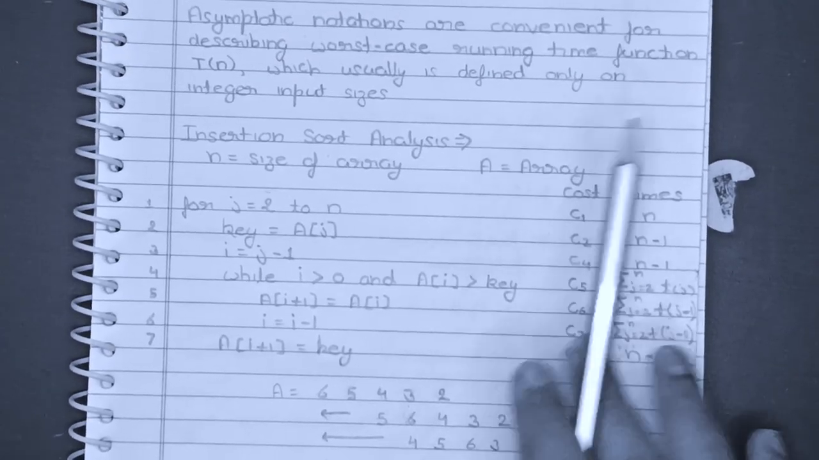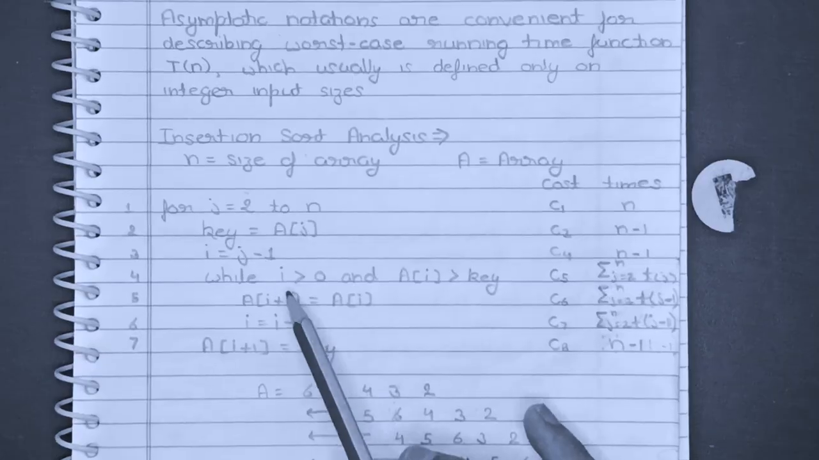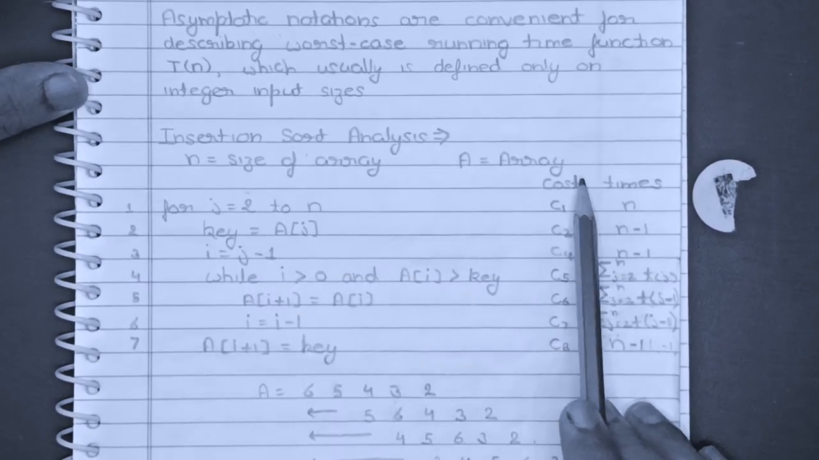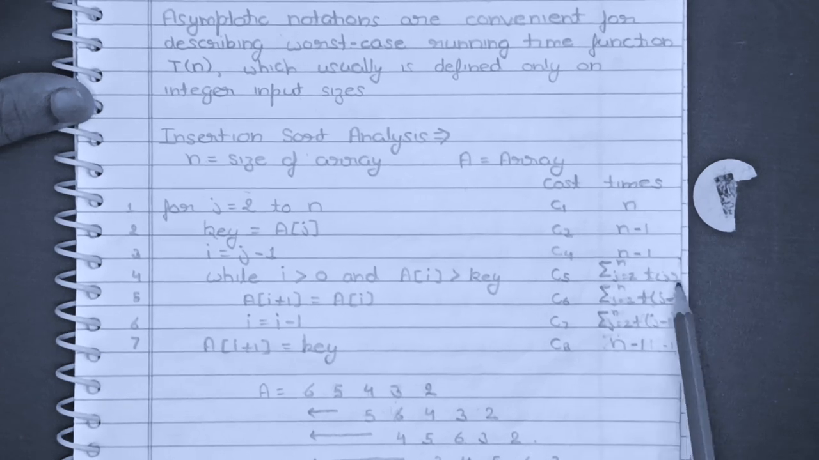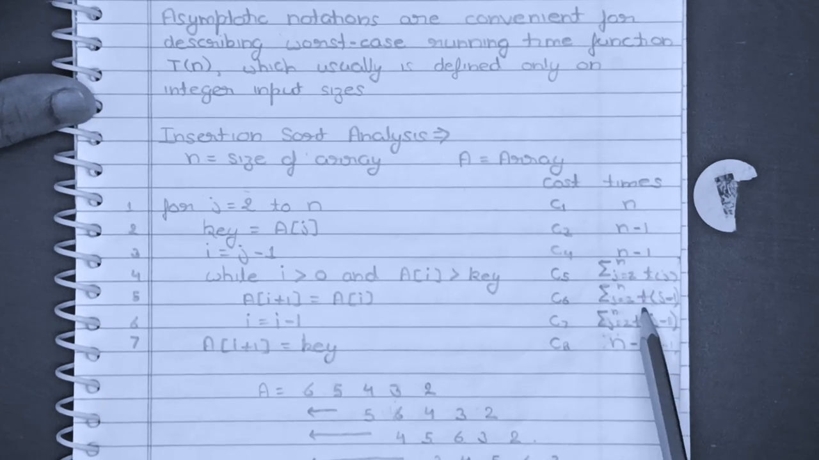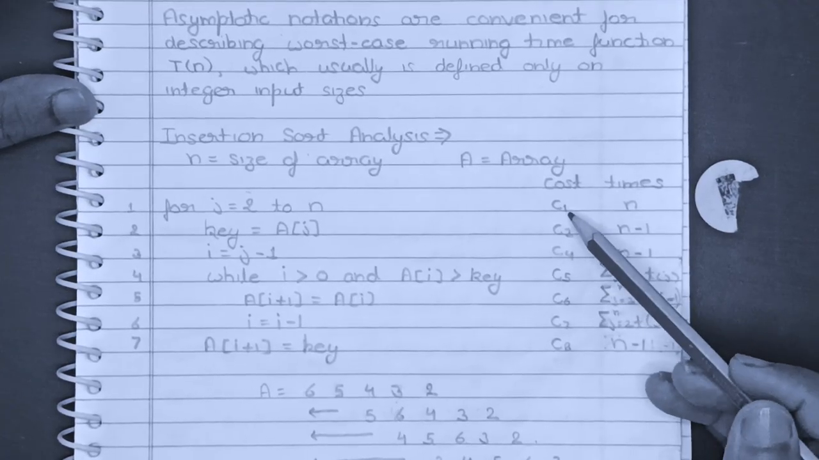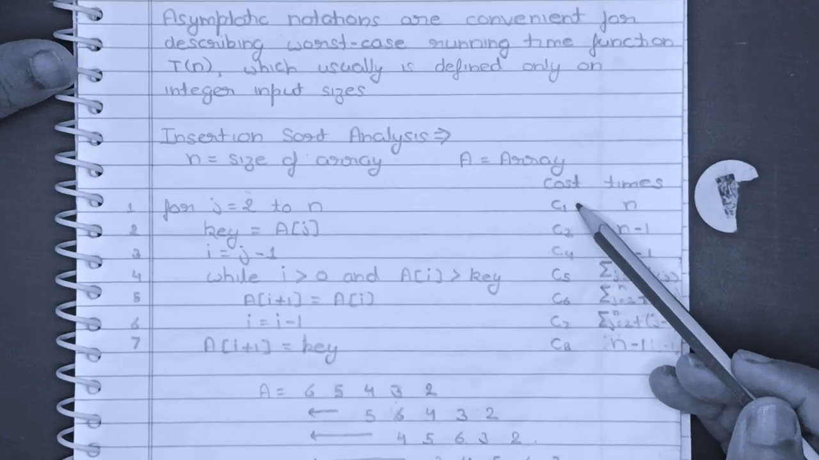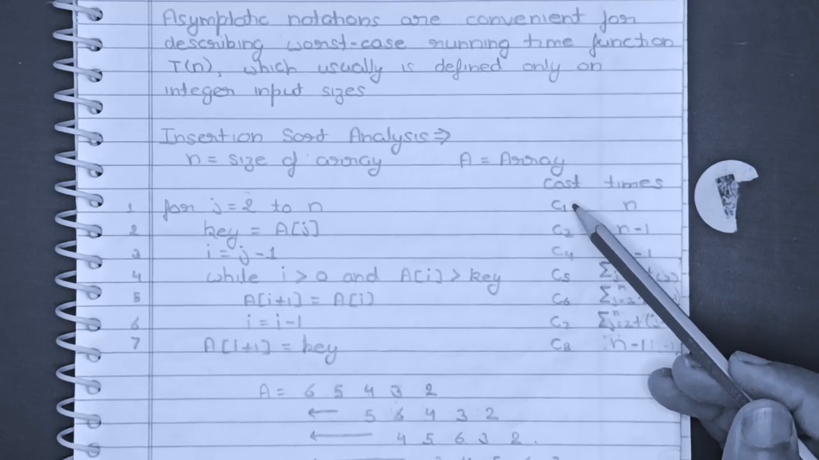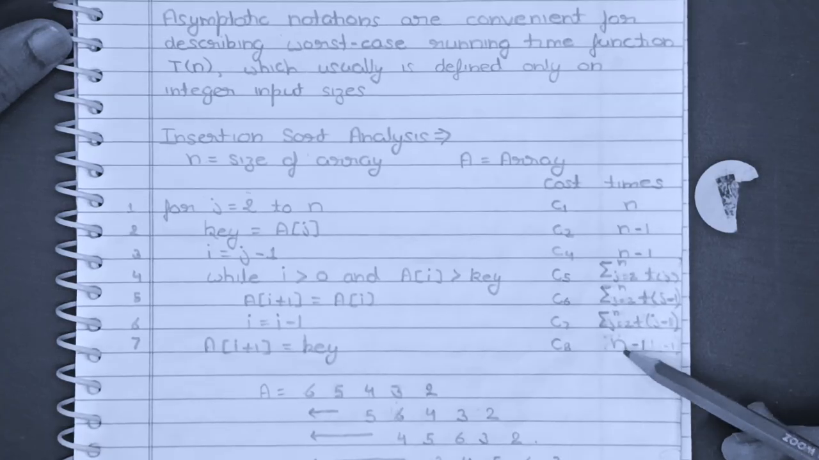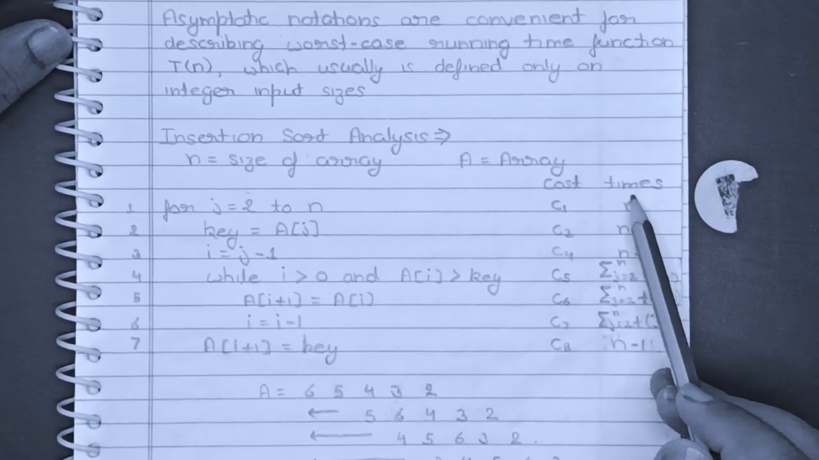So this is the algorithm I have written for insertion sort. And this is the cost and the number of times each statement will get executed. Cost is some random constant I have taken. You can consider it as maybe the time in milliseconds or microseconds to run a particular statement, and times is the number of times the statement will get executed.